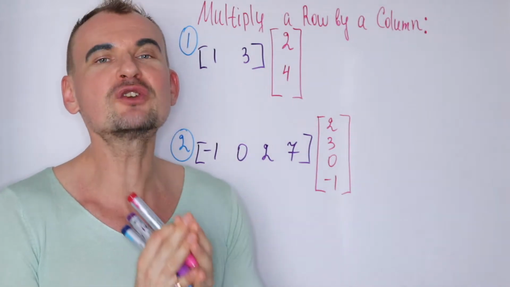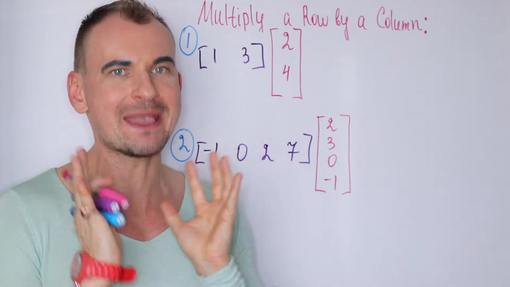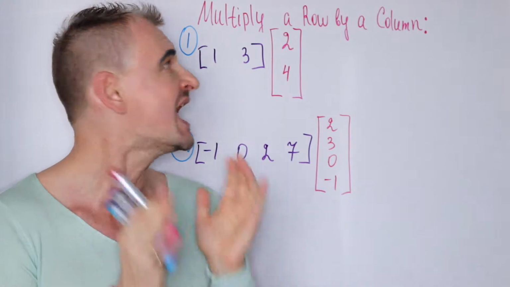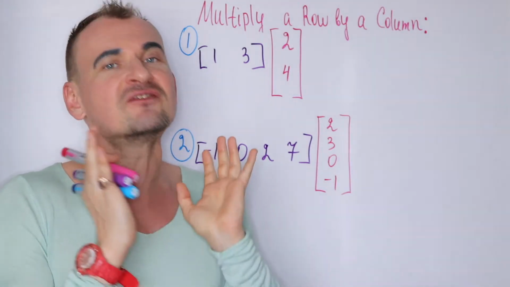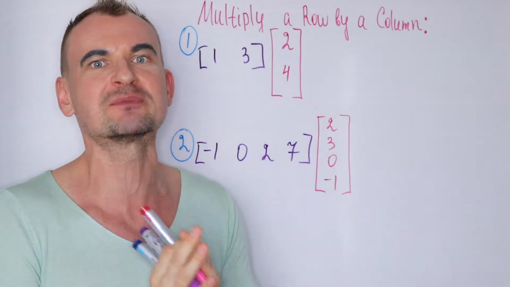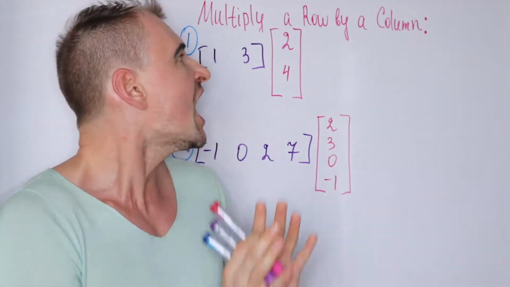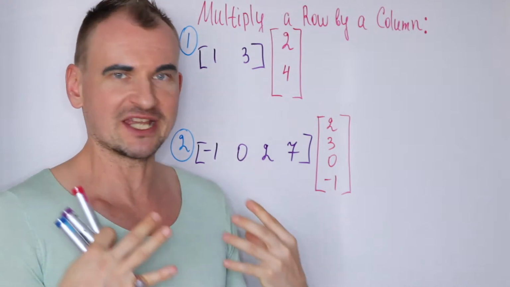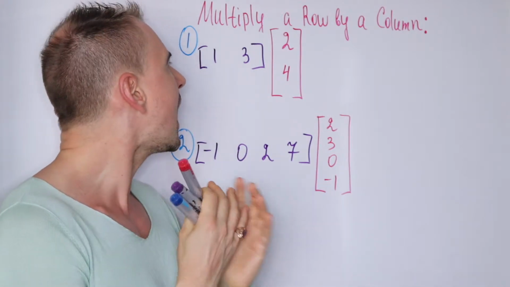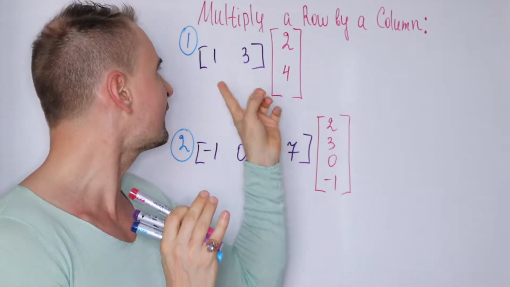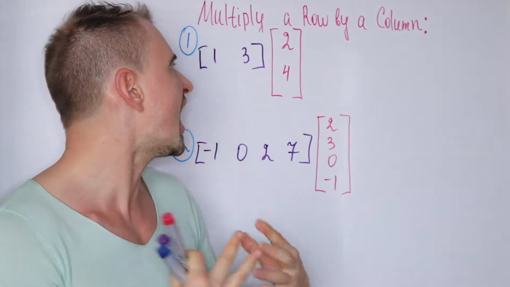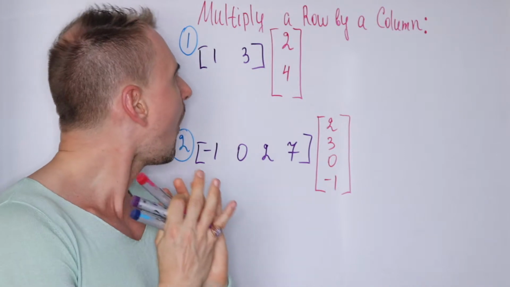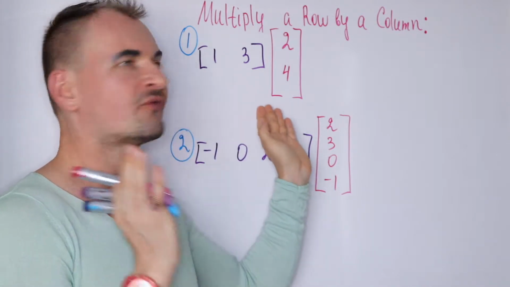Hey guys, today I will show you how to multiply a matrix row by a matrix column and vice versa, a matrix column by a matrix row. Keep in mind that we are not always able to multiply two matrices. We can only multiply two matrices if the number of columns for the first matrix coincides with the number of rows for the second one.